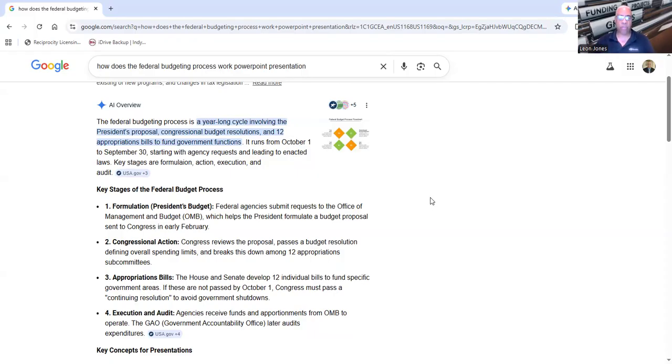Then you have your appropriations bills. This is when your House and Senate develop 12 individual bills to fund specific government areas. Now, if these bills are not passed by October 1st, now October 1st is the next fiscal year, then what happens? Then Congress must pass what we call a CR. A CR is a continuing resolution. And the reason why they pass the continuing resolution is to avoid a government shutdown.